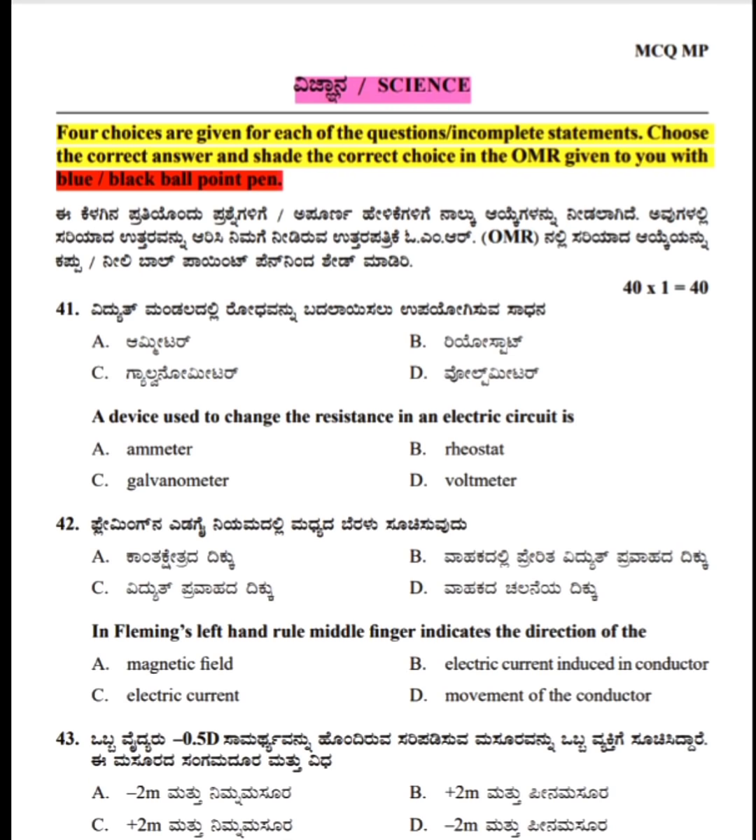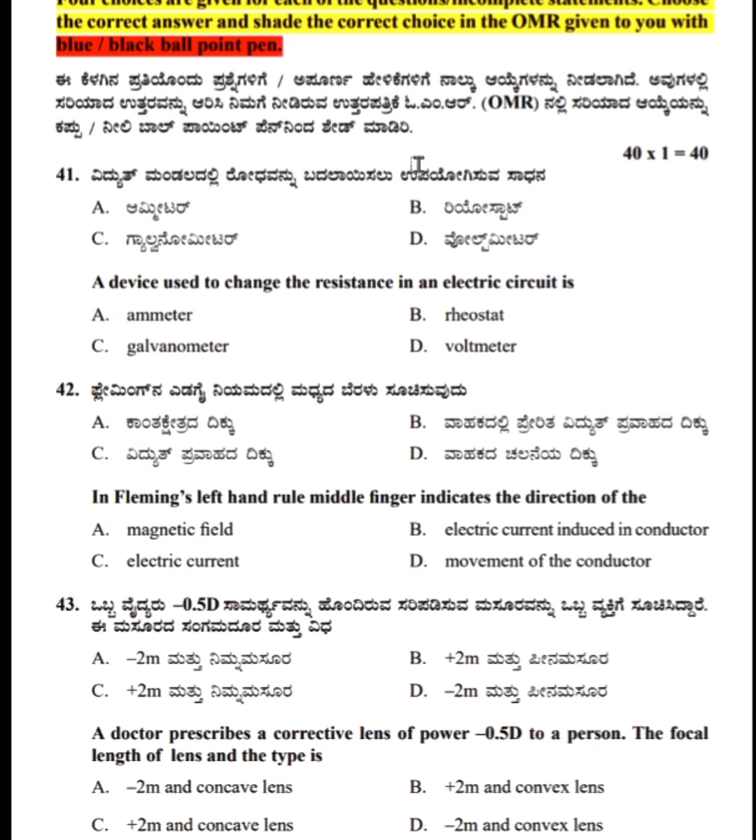Now, question number 41. A device used to change the resistance in an electric circuit is option A ammeter, option B rheostat, option C galvanometer, option D voltmeter. The device used to change the resistance in an electric circuit is rheostat. The correct answer is option B, rheostat. Rheostat is also called as variable resistance.